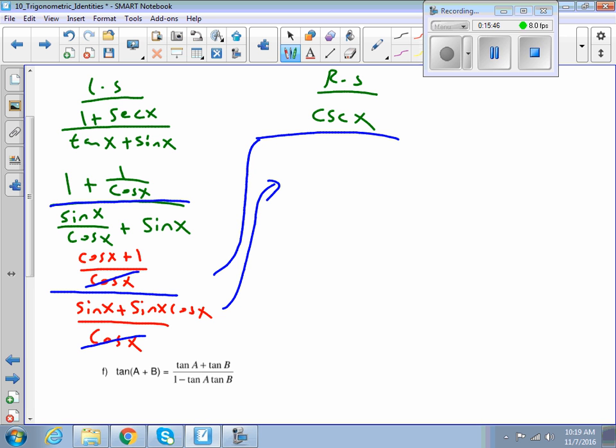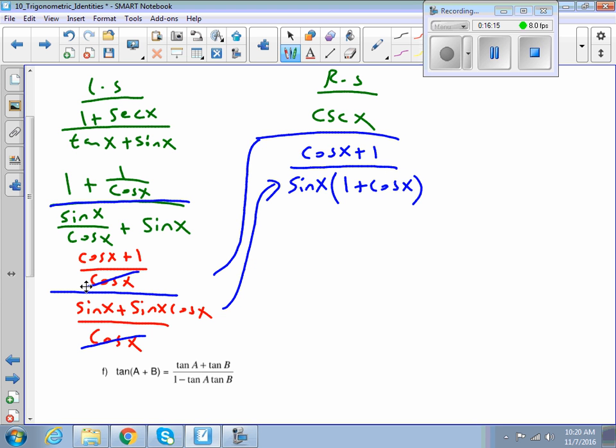Now, I'm running out of space here, so I'm just going to continue here under the right-hand side, because I'm not going to do anything with the cosecant x. So I'm left with cos x plus 1 in the numerator, and in the denominator I have sine x plus sine x cos x. Is there anything I can do there? Exactly, a factor of sine x. So if I factor out sine x, I will be left with 1 plus cos x.